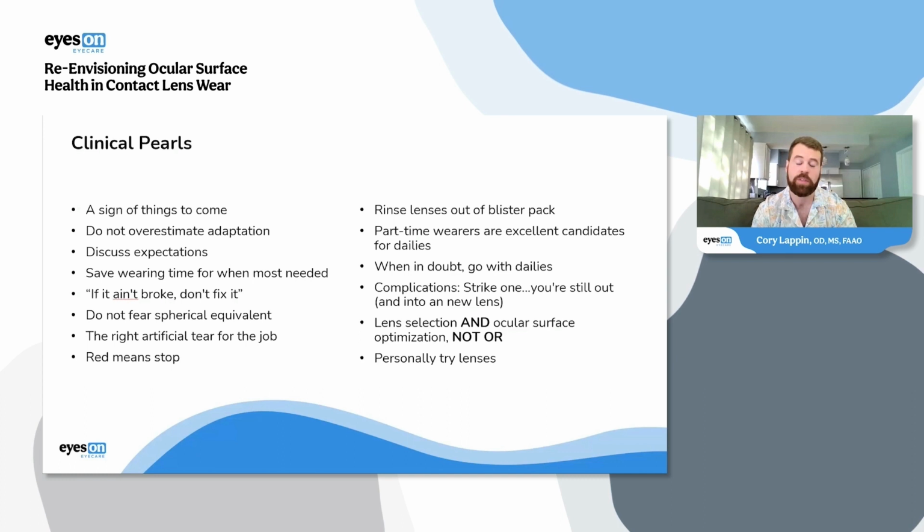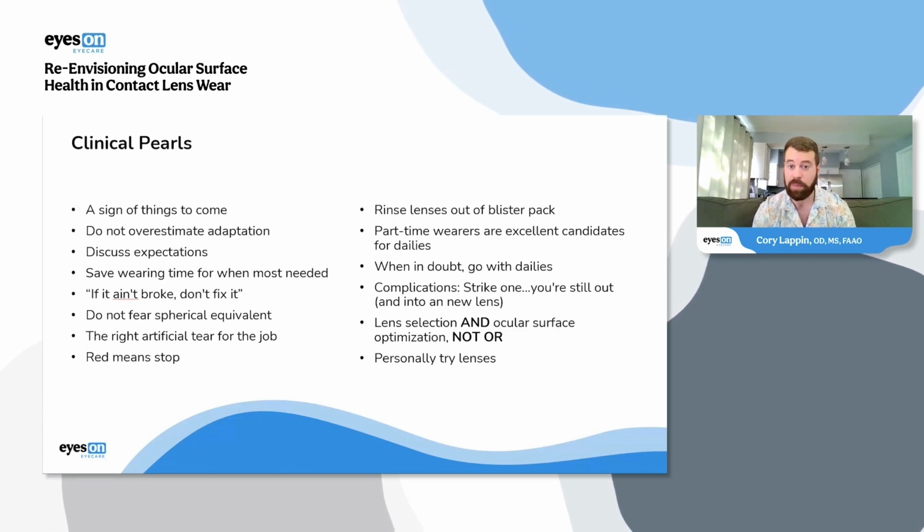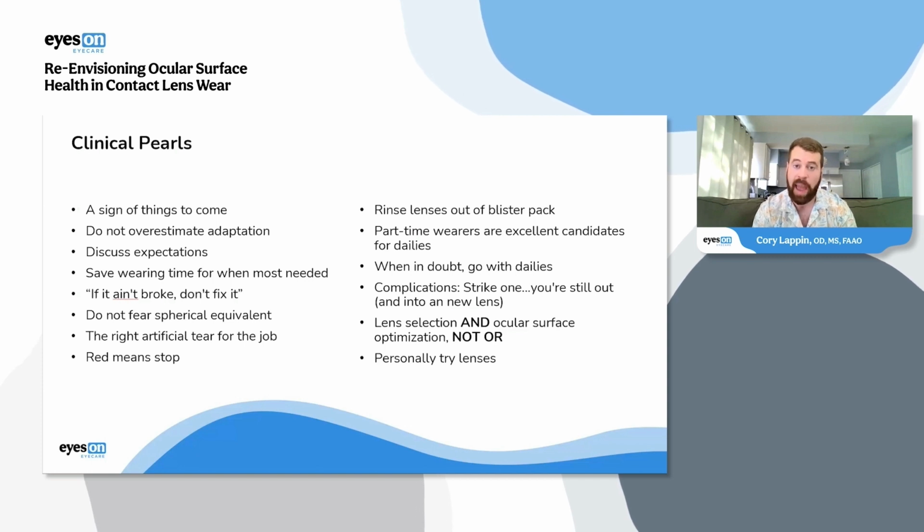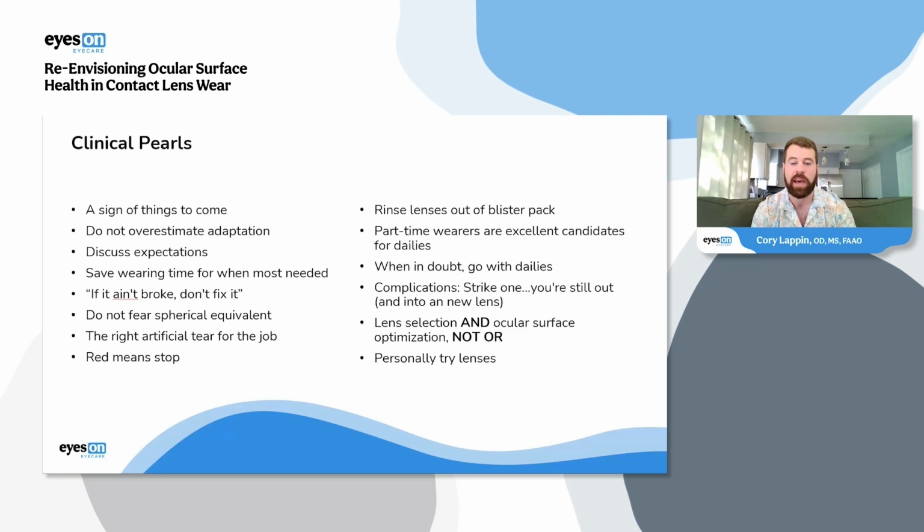And then my own personal philosophy on complications is you only get one strike and then you're out. And what I mean by that is I'm going to change the lens. So if a patient develops a CLARE or lens-related infiltrate in whatever lens material they're wearing, after I get that cleared up, I'm going to refit them, because this complication was a sign that that lens isn't super compatible with their particular ocular surface.